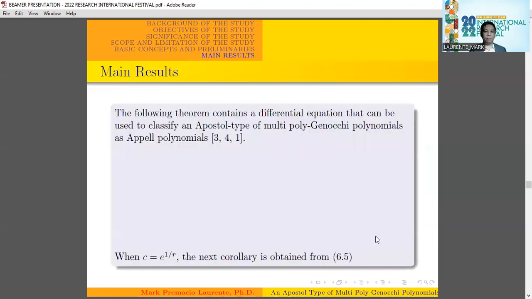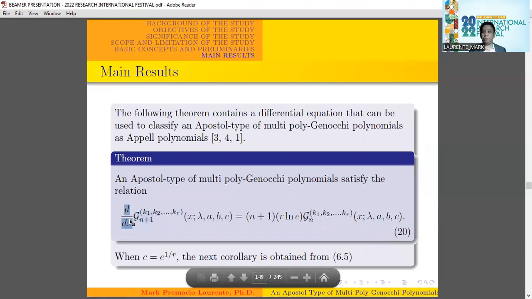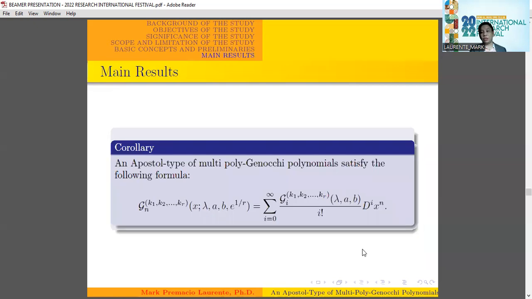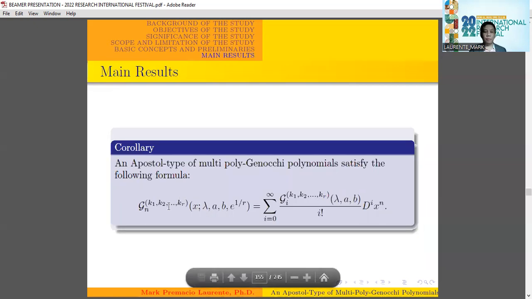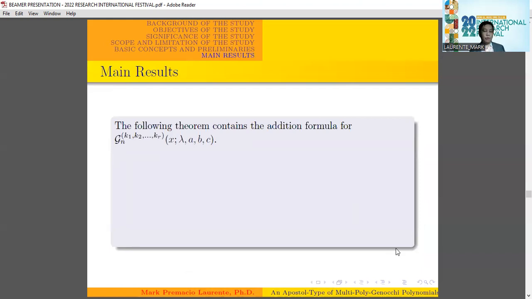Okay, and then we have the Appell polynomials. So we have this theorem. We use the concept of the derivative. So when c is set to e to the 1 over r, we have the consequence, which is this. Okay. Consequence, and then another consequence is also with this formula. These Apostol-Type Multi-Poly-Genocchi Polynomials satisfy the following equation.